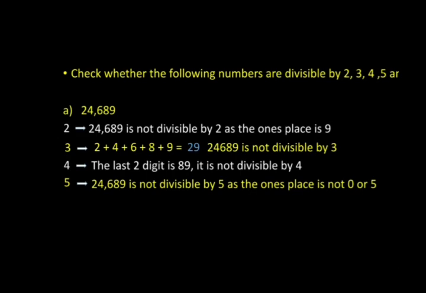Next we are going to check the divisibility rule of 9. Here again we will find the sum. The sum is 29. 2 plus 4 plus 6 plus 8 plus 9, which is 29. 29 we don't get even in 9 table. So it is not even divisible by 9.